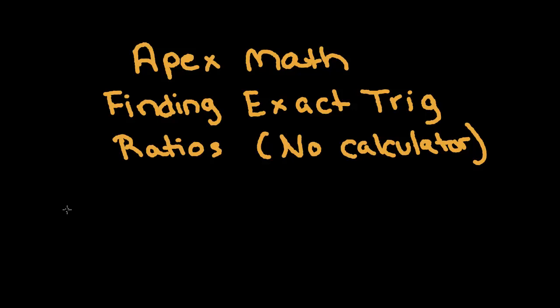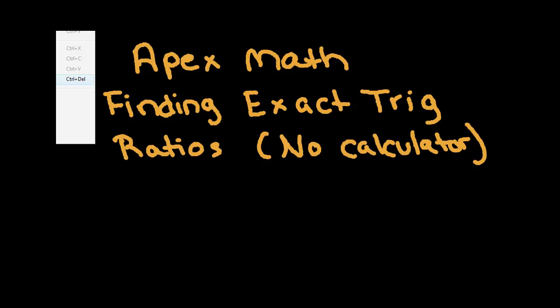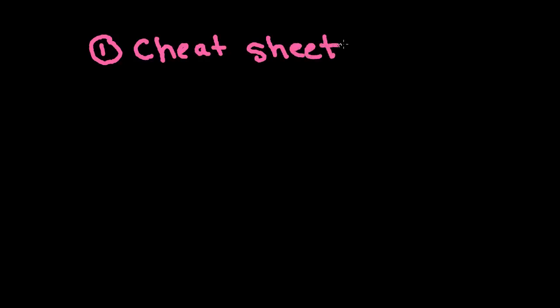So we're going to use some shortcuts that I know, but there's still a long process to go through in order to be able to do these exact trig ratios. So let's go ahead and get started. The first thing we need to know is our cheat sheet table. And that is, what are the main trig ratios for sine and cosine?